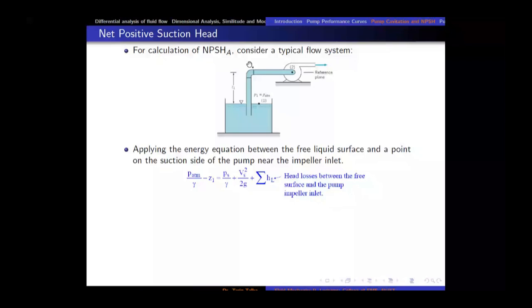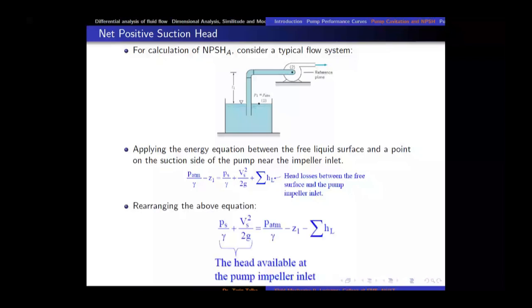So from here, if we calculate this PS plus the stagnation pressure minus PS plus means scale upon 2g, that is equal to atmospheric pressure upon gamma minus that one minus HF, right? And then, in order to have net positive suction head, we need to subtract PV upon gamma, which is the vapor pressure of the fluid at the given temperature, right?